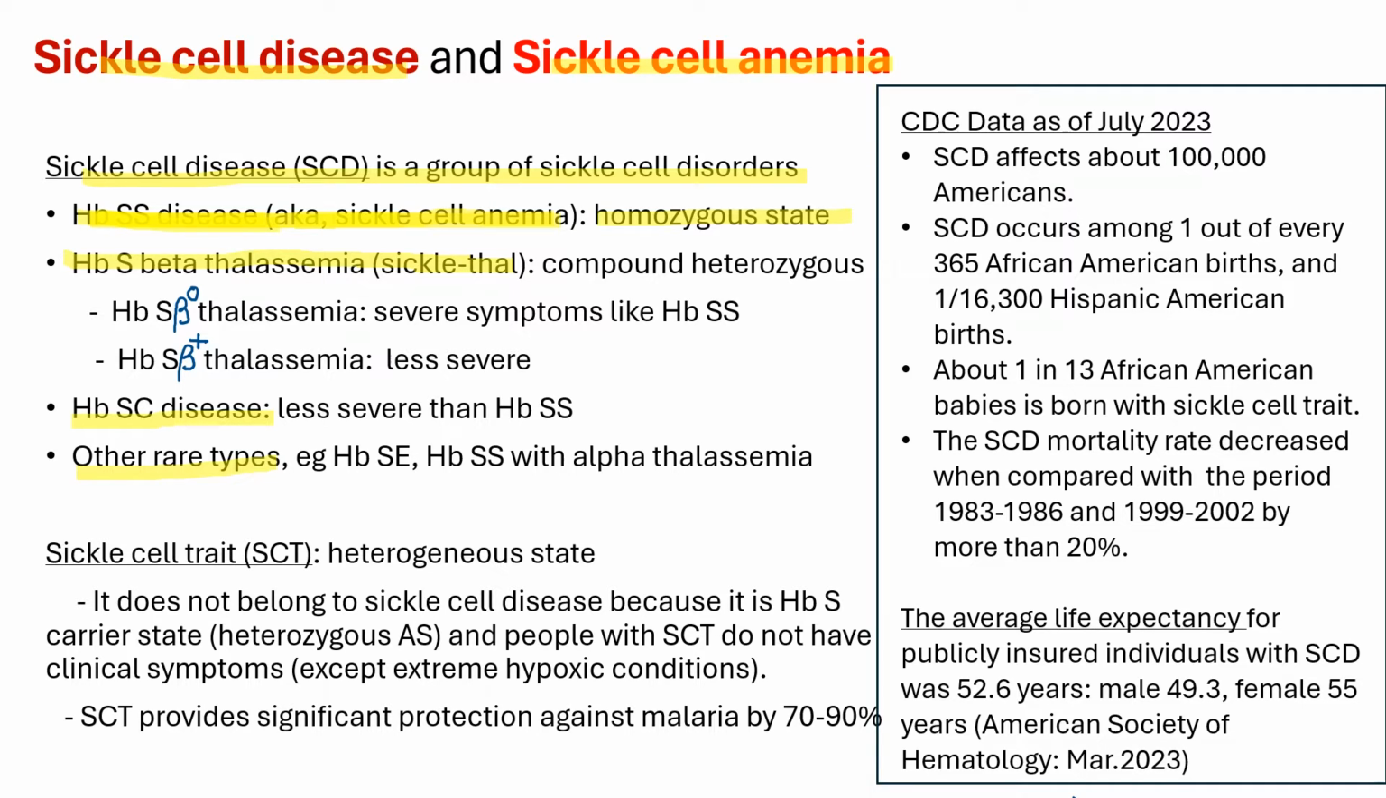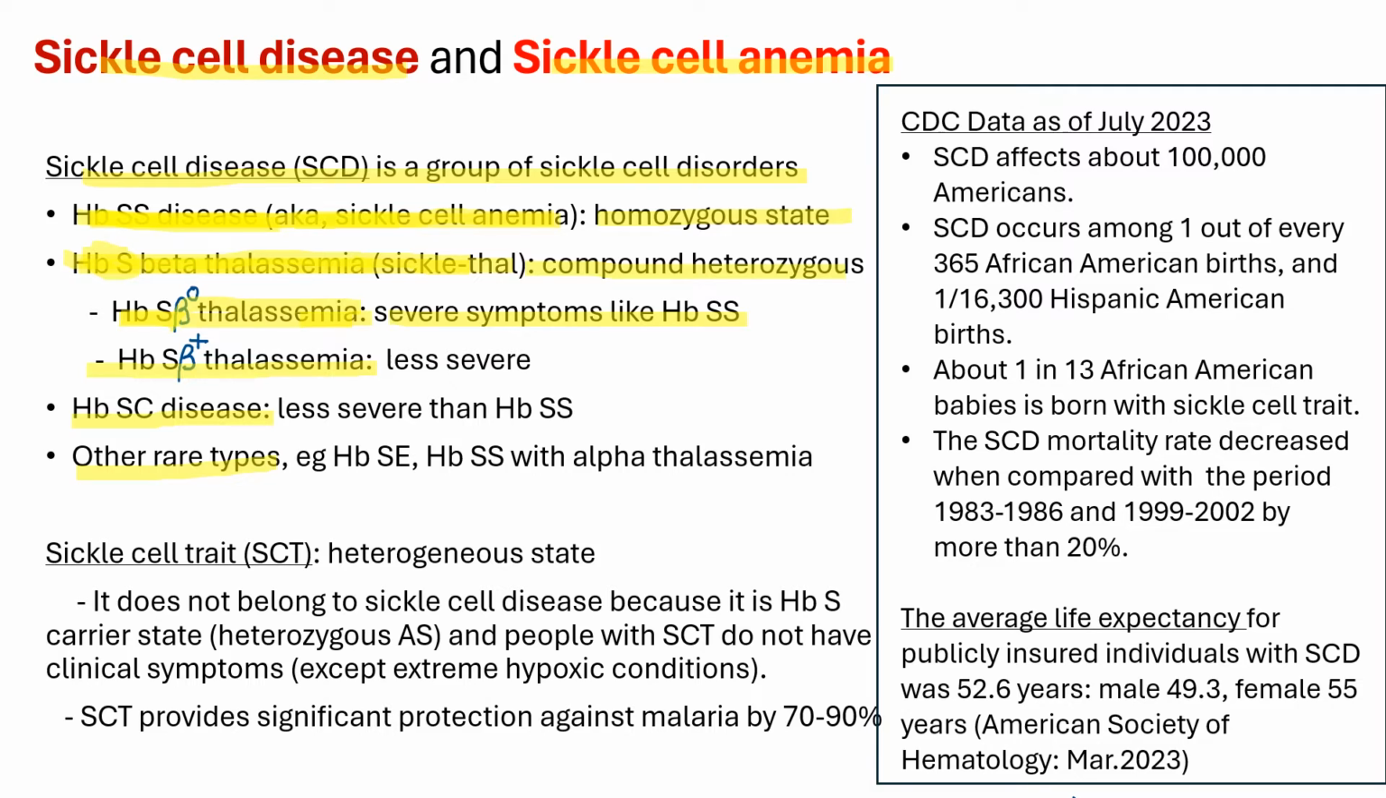They have severe symptoms. The patients with hemoglobin S beta thalassemia have one chromosome with the hemoglobin S gene inherited from one parent, and the other with a beta thalassemia gene inherited from the other parent. So it's a compound heterozygous state. There are two types, hemoglobin S beta 0 thalassemia and hemoglobin S beta plus thalassemia. The patients with hemoglobin S beta 0 thalassemia have no beta globin gene at all, and consequently no hemoglobin A in their red blood cells. They have severe symptoms like hemoglobin SS.